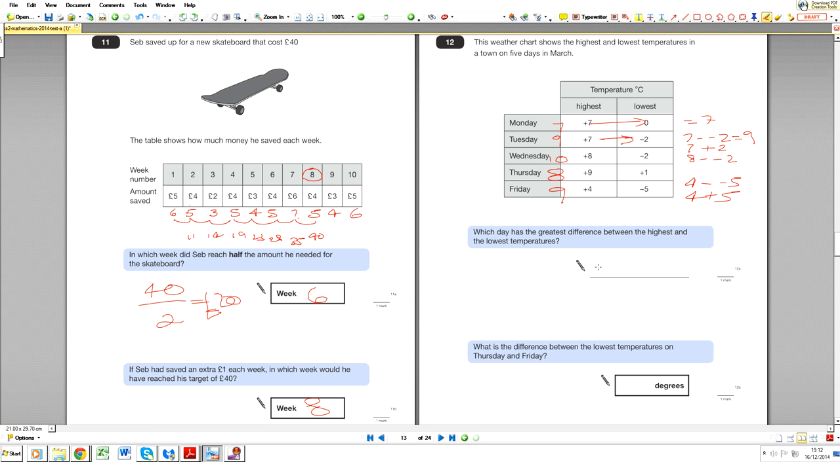So 4 and 5 is 9. So which is the greatest difference? What day is it on? Wednesday. Wednesday, because Wednesday had a difference of 10, and 10 is the highest difference.